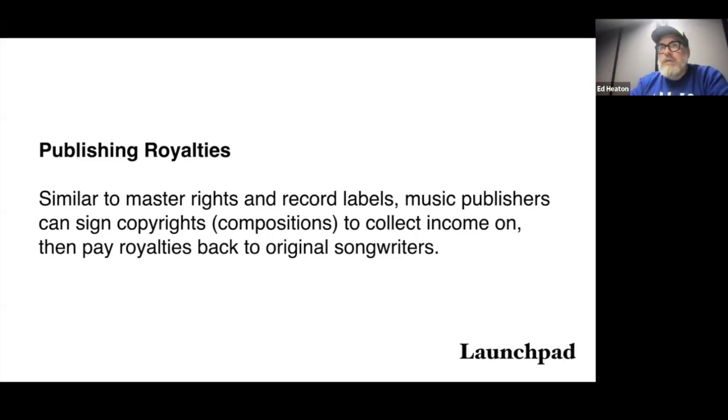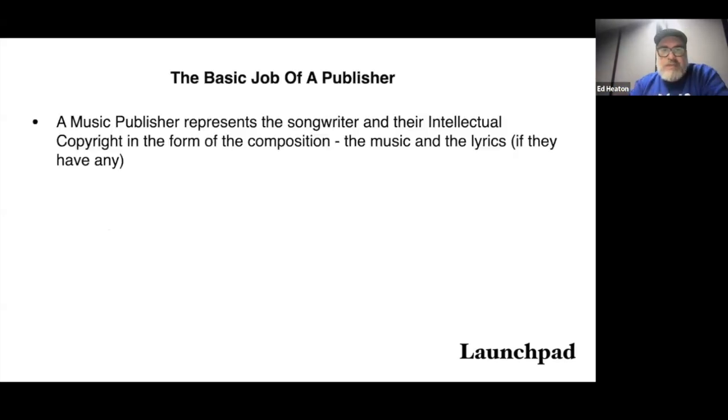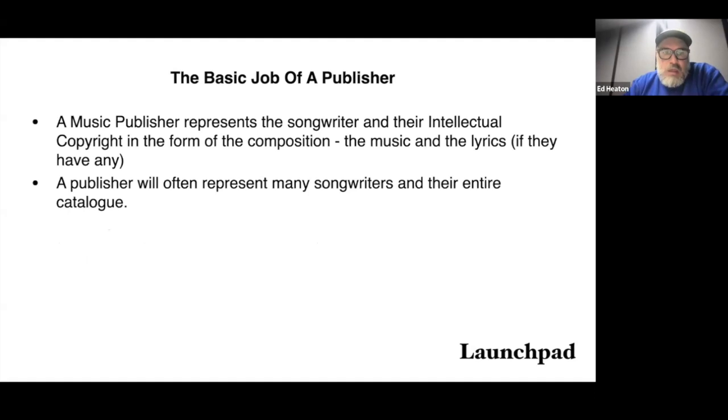So find either artists to perform the works, or for them to go on television, for ads, for whatever that might be, but basically find usages for them, but also to collect. So I'm going to go through the basic job of the publisher. A publisher represents a songwriter and the intellectual copyright in the form of compositions, the music and lyrics, if there are any. A music publisher will often represent many songwriters and their entire catalogs. So for example, we represent about 500 songs for Four and North, and that I think is across about 30 or 40 different writers.